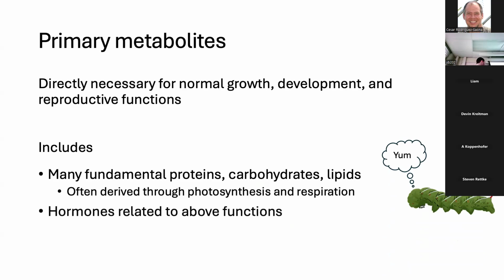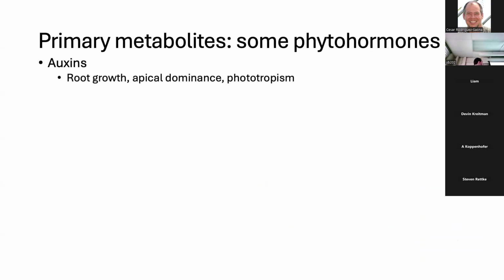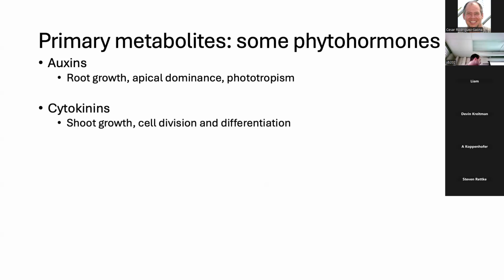And another section of primary metabolites within a plant includes the hormones related to the functions of normal growth, normal development, reproductive functions. And so some phytohormones that are considered primary phytohormones are auxins. These are a class of compounds that affect root growth, apical dominance, and phototropism within a plant. We also got cytokinins, which affect how the shoots grow and how the cell divides and differentiates within the plant, right? So we got growth and development.